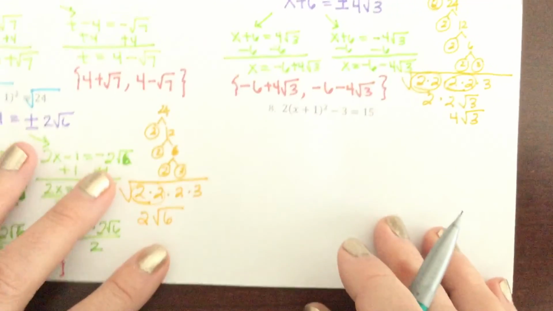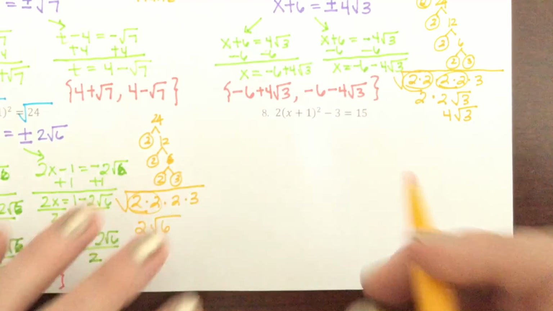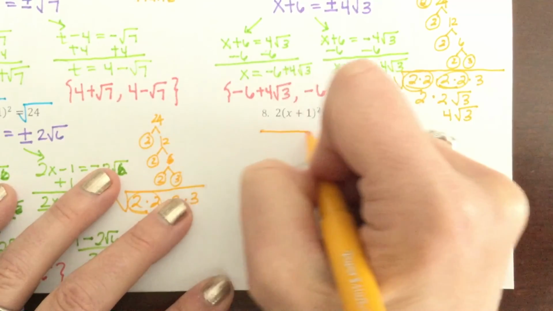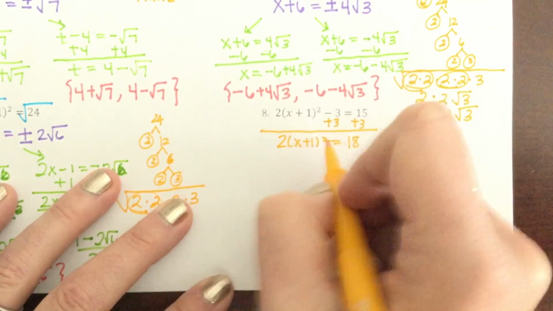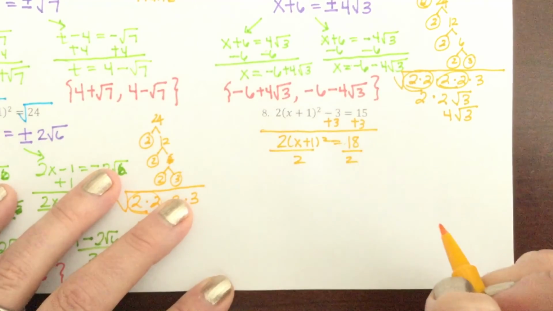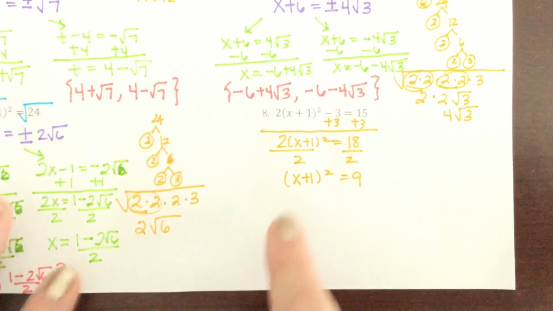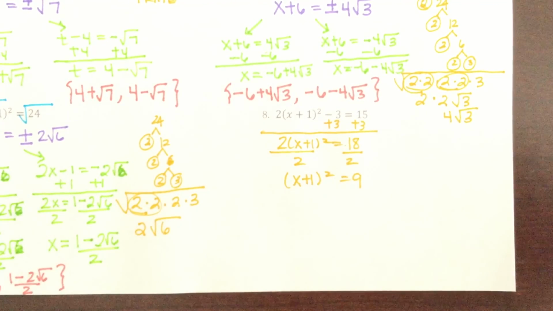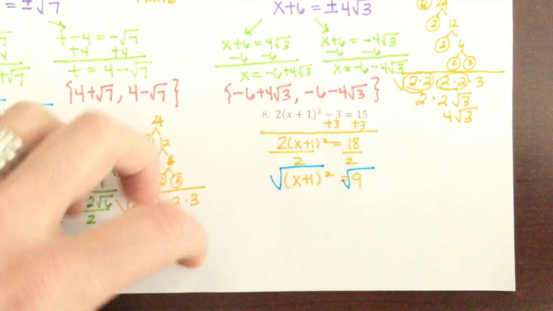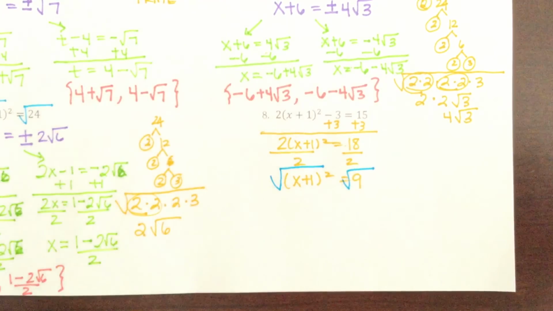Okay. So looking back over here, first thing we would want to do is to add the 3 on both sides. So 2 times x plus 1 squared is equal to 18. Continuing to isolate the parentheses, we're going to divide both sides by 2. So x plus 1 squared is equal to 9. All right, at this point, that variable is located inside the parentheses that are being squared. It is the only thing on that side, so we are now able to come through and take the square root of both sides. The square root of x plus 1 squared is simply x plus 1.